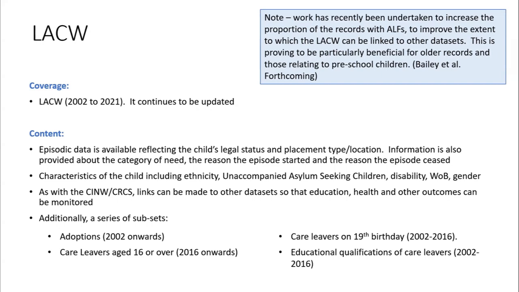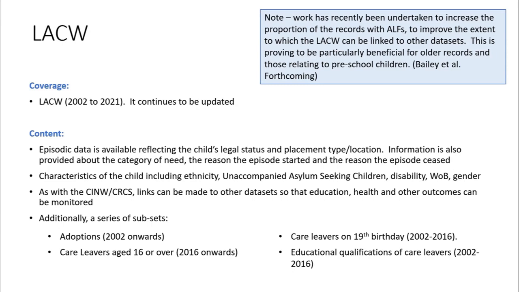Additionally, there are 4 subsets of the children looked after data. So the first one is related to adoptions, and that data set started in 2002. And variables there include information on the local authority who decided adoption was in the best interests of the child, the date the child was matched to prospective adoptive parents, the date of placement for adoption, and the date the child was adopted or ceased to be looked after. And this data set also includes information on the characteristics of the adopters.